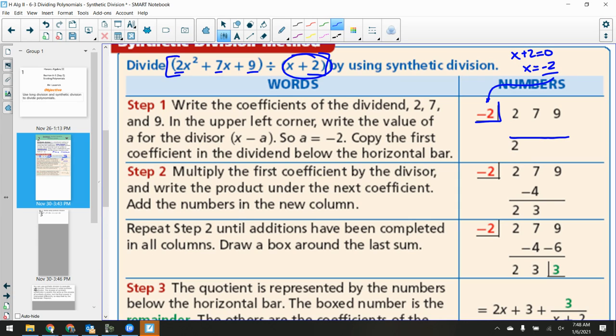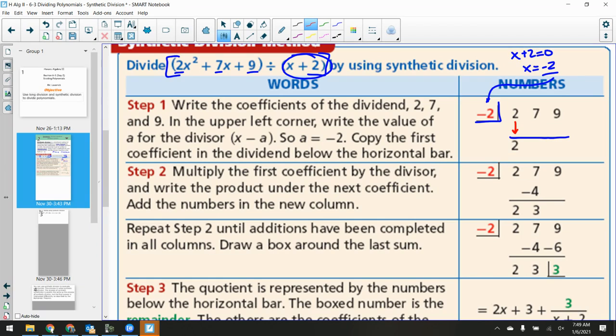Now, what's the problem? So that's the setup, right? The negative 2 is in the box, the 2, 7, 9 coming across, and we have this horizontal line. So where does this 2 come from below the line? Well, we just drop that first term down. Every single time, you just drop the first term straight down. And then here we start synthetic division.